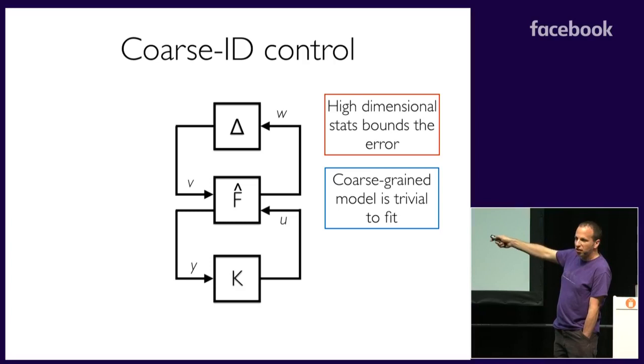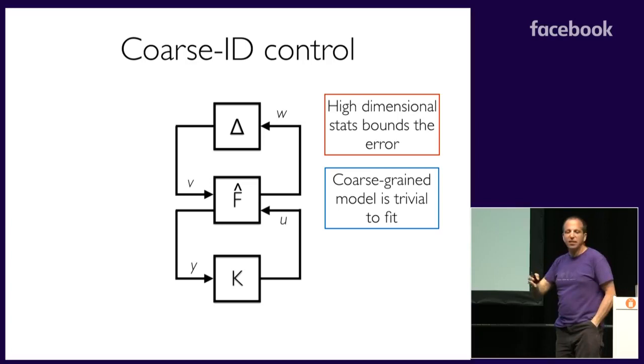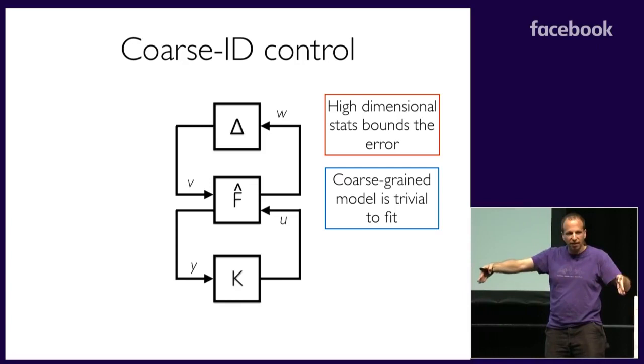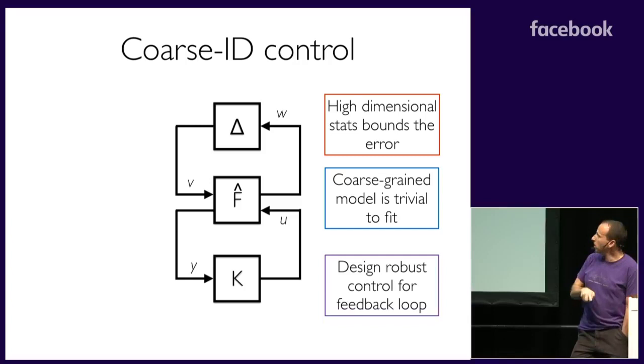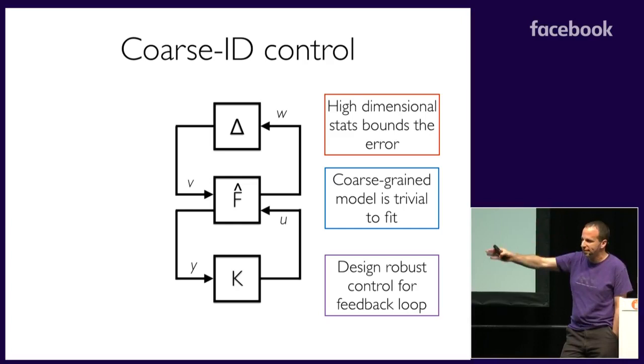So I could use high-dimensional statistics to say not only how good is this model, but how far my model is from the truth. So it's not just getting a point estimate, it's getting a confidence set. Once I have the confidence set, I could try to design a controller that works for every single function in the confidence set. And that is what we call robust control. Okay, so I'm calling this connected thing where we're coupling statistics with control, coarse-ID control.